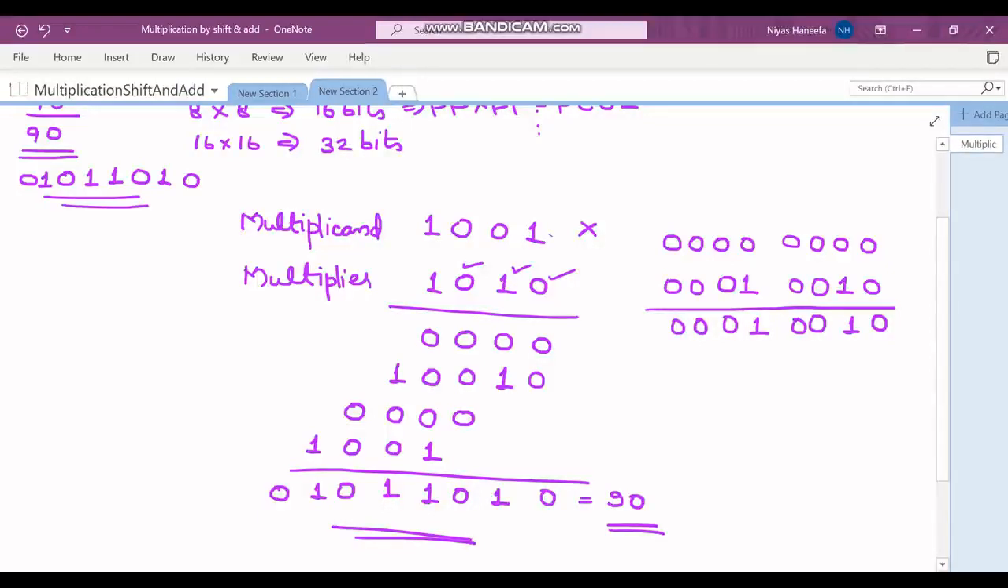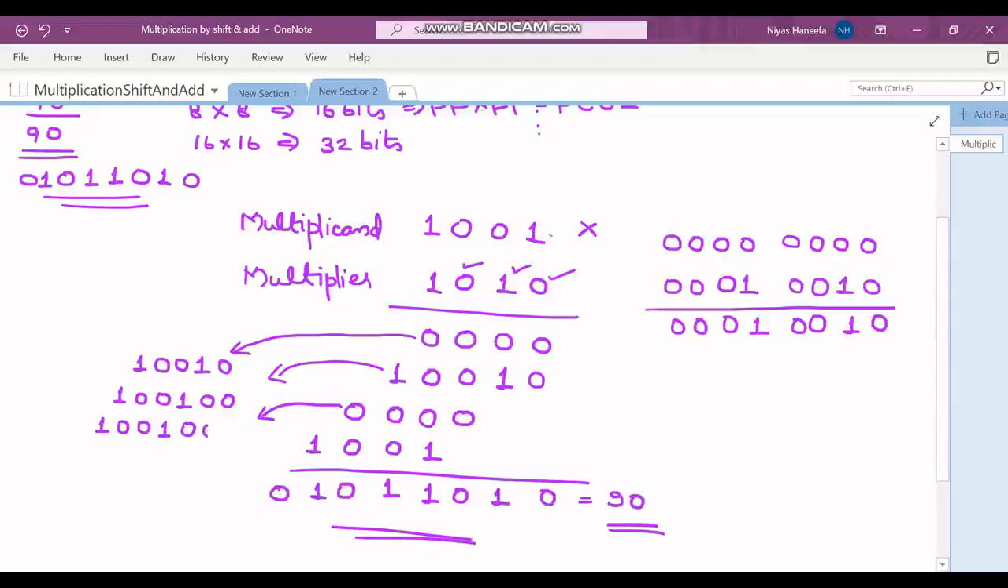So after this operation, the value of the new multiplicand is 10010. Then after this one, the multiplicand is shifted again one bit to the left, so it becomes 10010. Then after that, it again becomes the third shifting, 1001000.